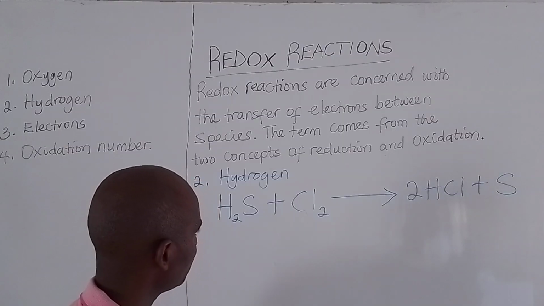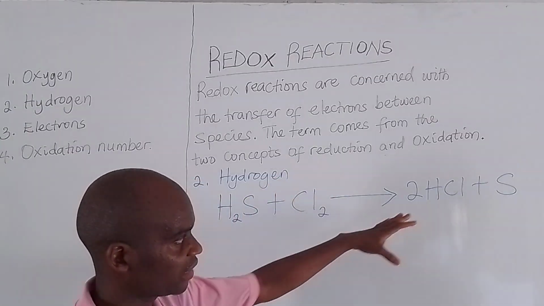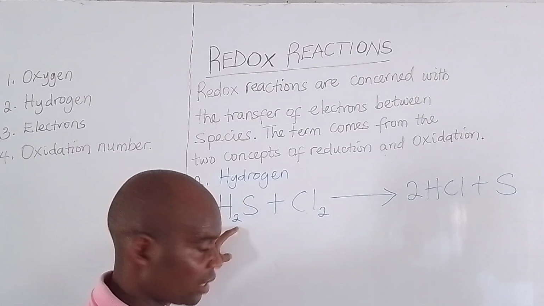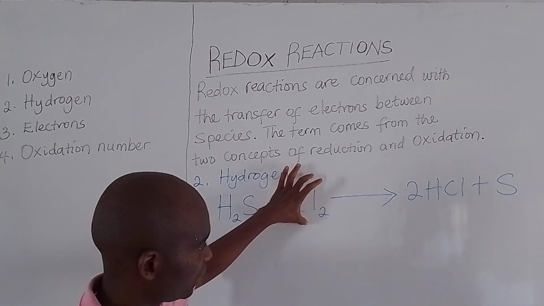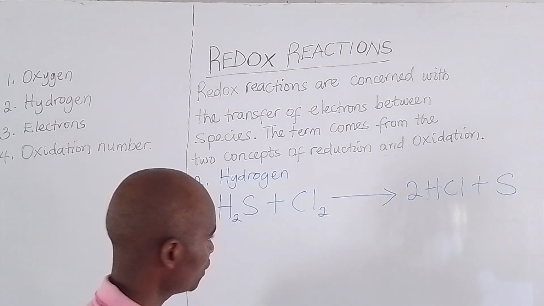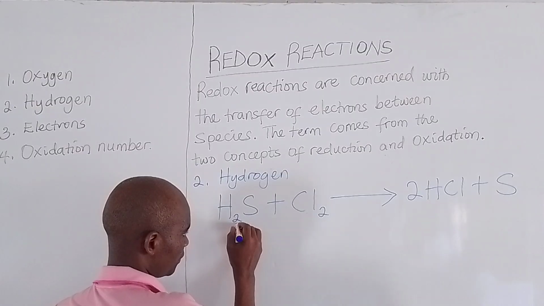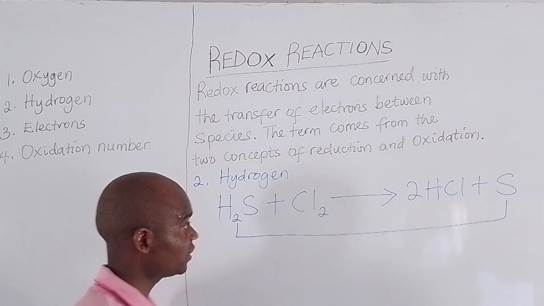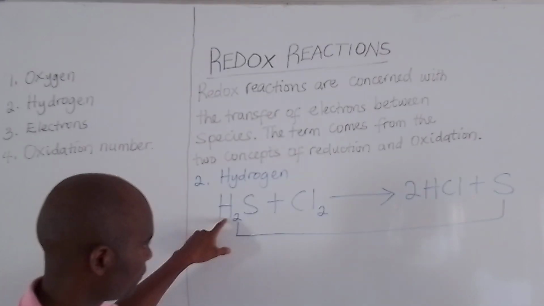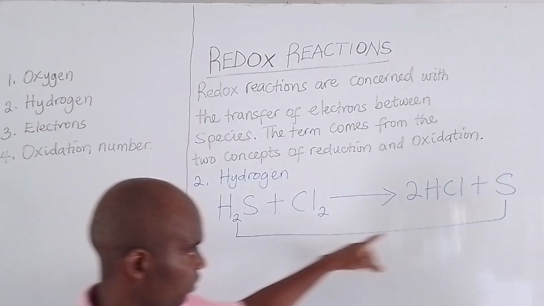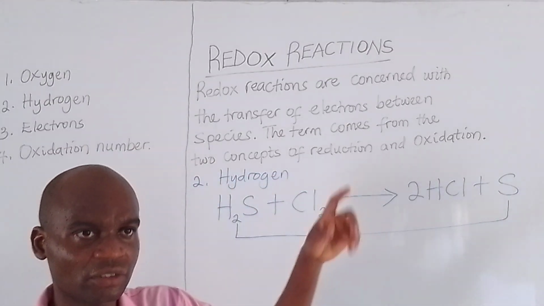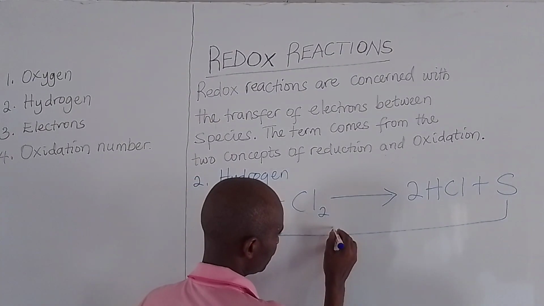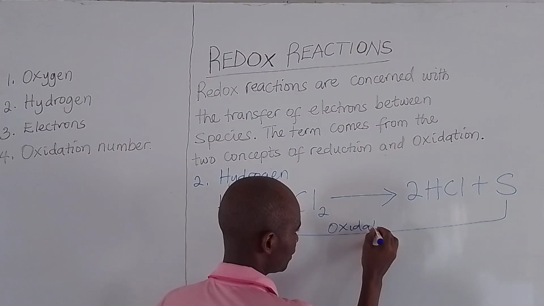Alright, we have a reaction between hydrogen sulfide and chlorine to give us hydrogen chloride and sulfur. This species bears hydrogen, this one does not. So, from this point to here, we can see that hydrogen has been removed from sulfur. So sulfur is standing alone, and the removal of hydrogen from a substance is oxidation. So we call this reaction oxidation.